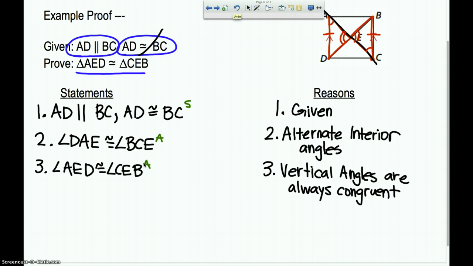Let's look at what we have here. In the picture, we have an angle and an angle, and we have a side that just swings freely. From angle, angle, side, we can say that our two triangles here are congruent.